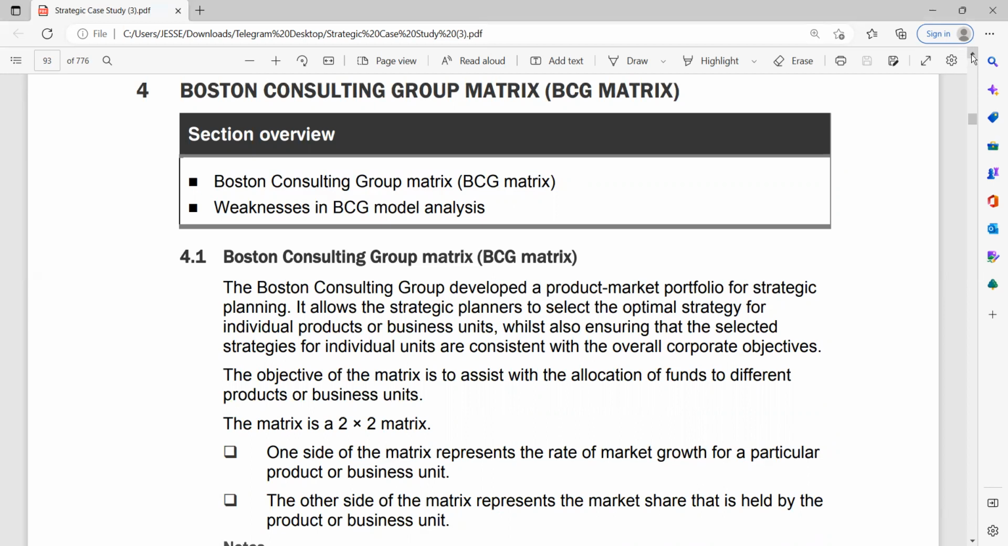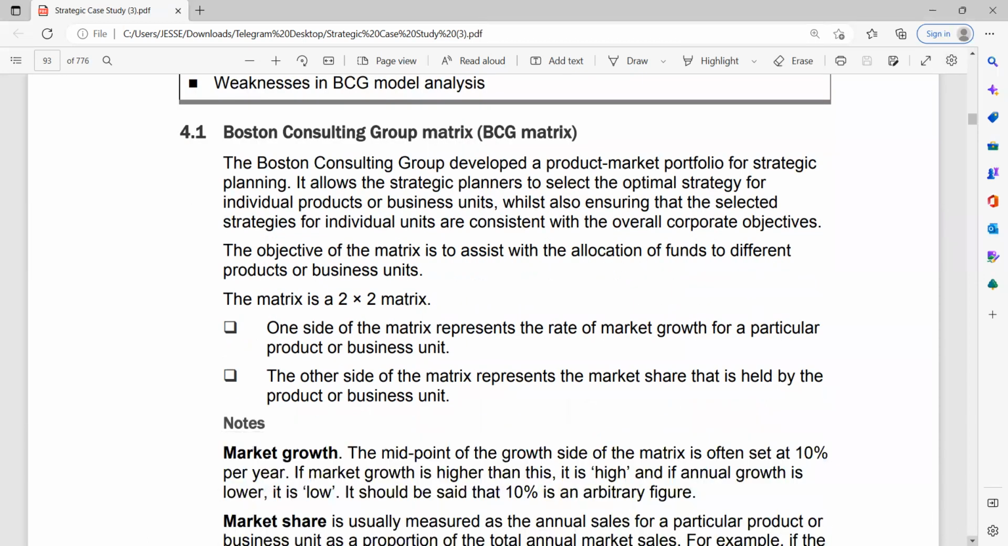Very, very important. Now, this BCG matrix allows planners or strategic analysts to select the best strategy for products, while also ensuring that the strategies for individual units or products are consistent with the overall corporate objective. Now, I'll show you what all of this means. So please stay with me. The BCG matrix is a 2x2 matrix. You need to understand that the reason why it's a product market matrix is what I'm about to show you now.